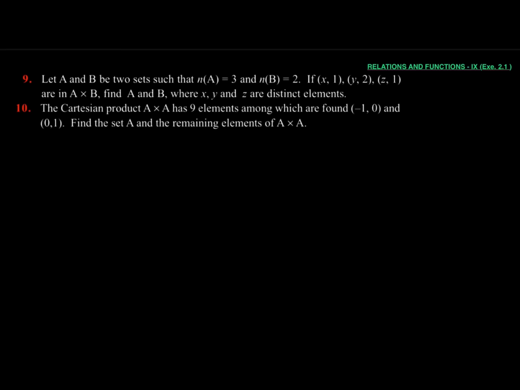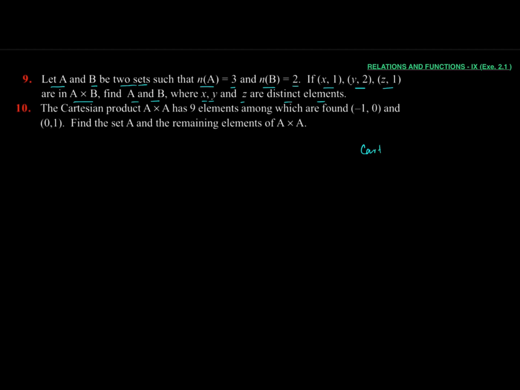So today in this video we are going to attempt question number 9 and question number 10 of chapter Relations and Functions of class 11th exercise 2.1 CBSE mathematics. Question number 9 is: let A and B be two sets such that the number of elements in set A is equal to 3 and the number of elements in set B is equal to 2. If (x, 1), (y, 2) and (z, 1) are in A cross B, find A and B where x, y and z are distinct elements.